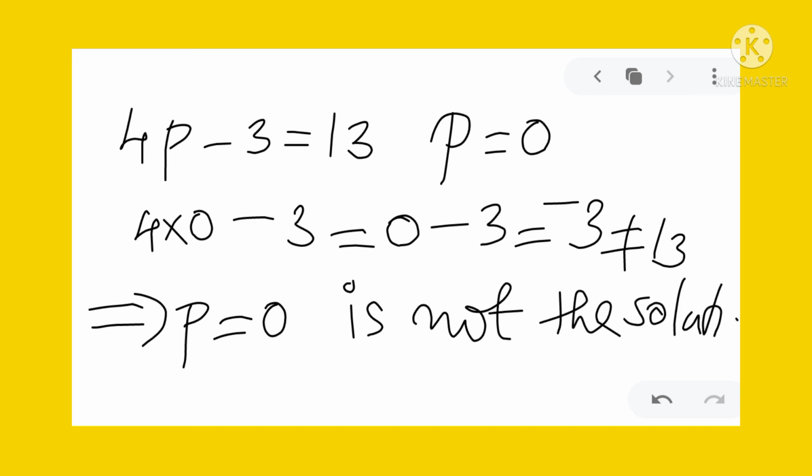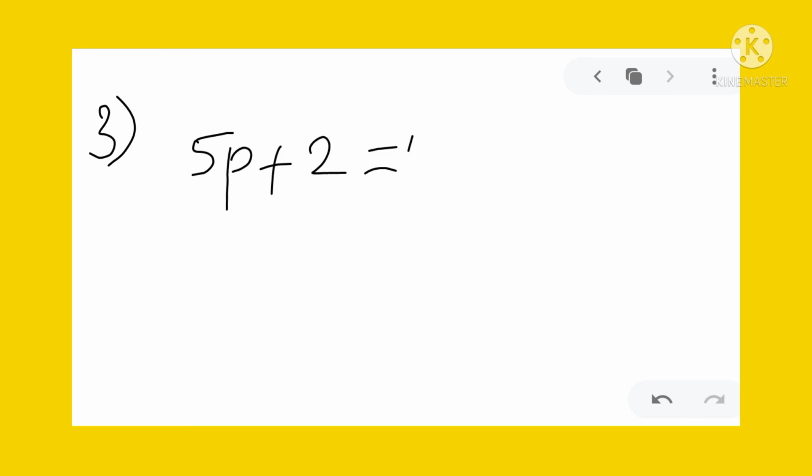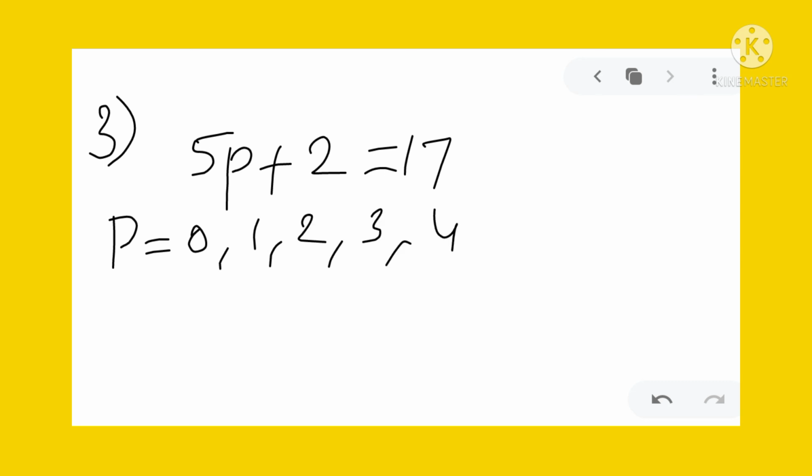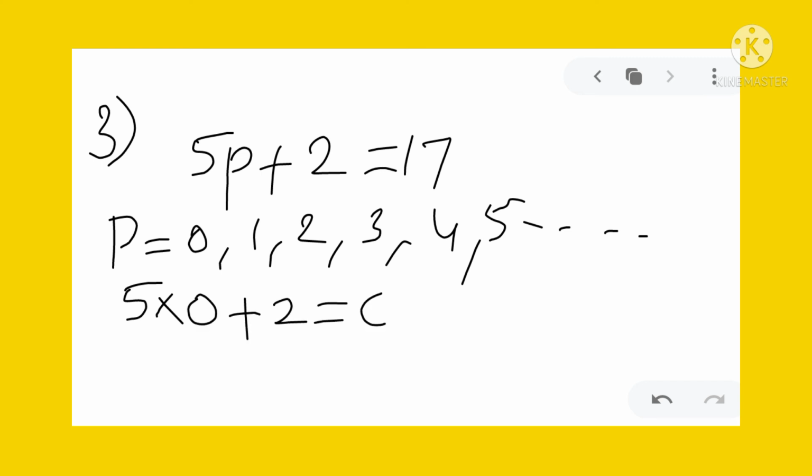Then next, that is third question. We can find the solution by trial and error method. 5p plus 2 equal to 17. Trial and error method means we want to give different values for p. When p equal to 0, 1, 2, 3, 4, 5, etc. we can give, in which value it is true. First we want to give p equal to 0. So 5 into 0 plus 2, that is 0 plus 2 equal to 2.